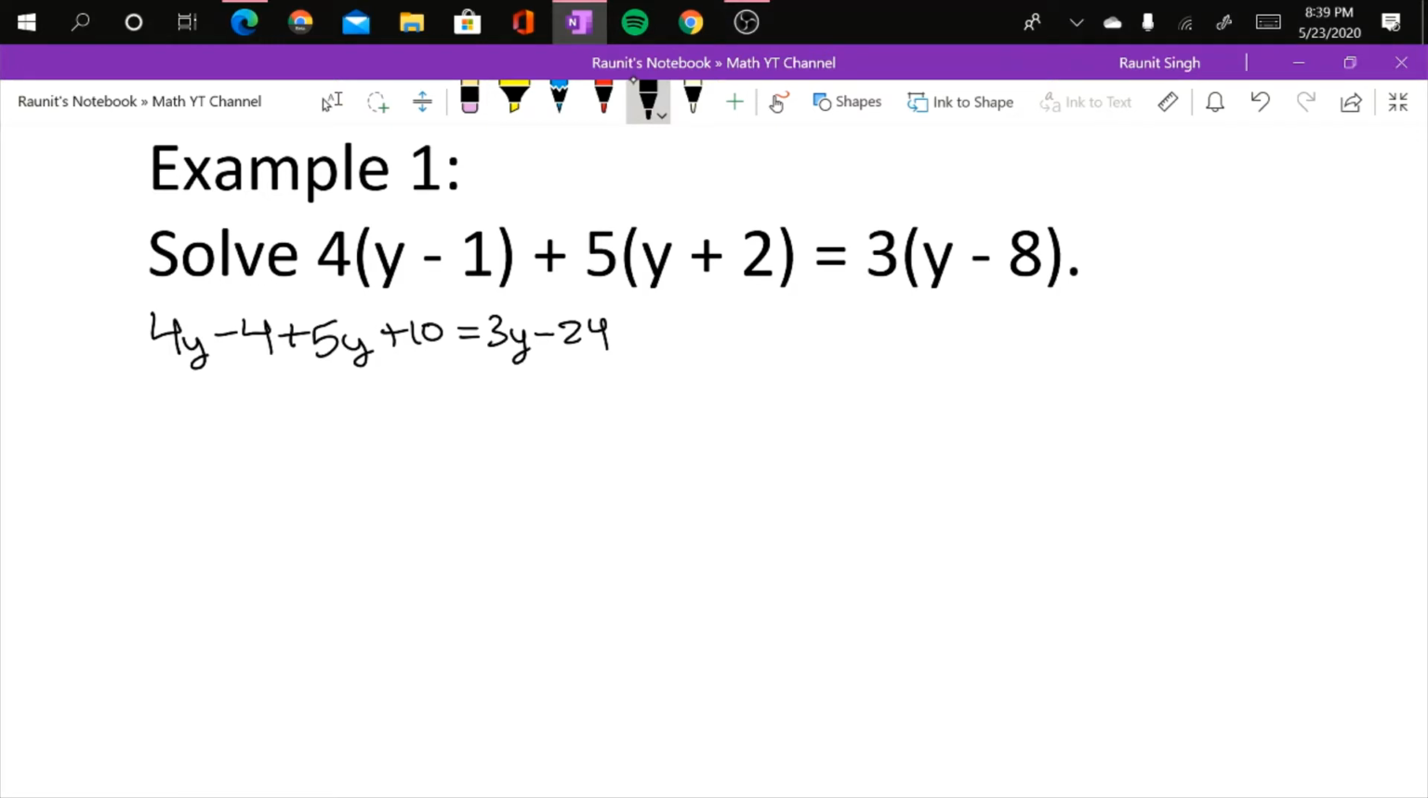Okay, so now that we have our equation, we are going to simplify the left side so that it's a little bit easier for us to solve. So we're going to do 4y plus 5y, which is equal to 9y. And then we're going to do negative 4 plus 10, which is equal to positive 6. And then we're going to put the equal sign, and then we're going to have 3y minus 24.